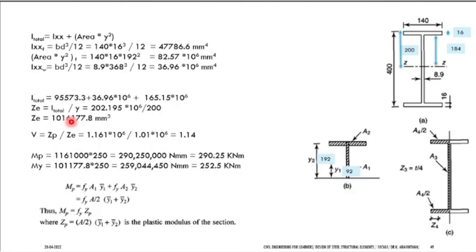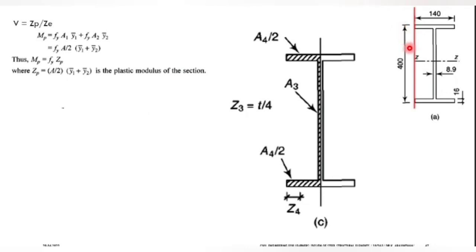1016177. You will be getting this answer. So when you multiply this, 252. So we have cut our section in the x-axis for the previous case, and in this case we will be cutting in the y-axis. If you are dividing this I section into two halves, you will be having another shape factor.